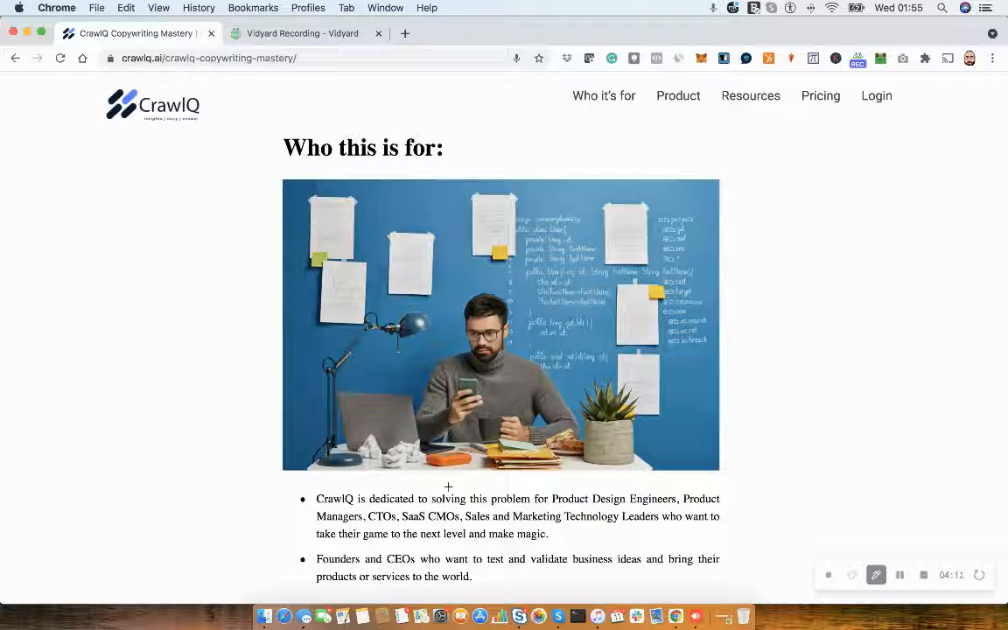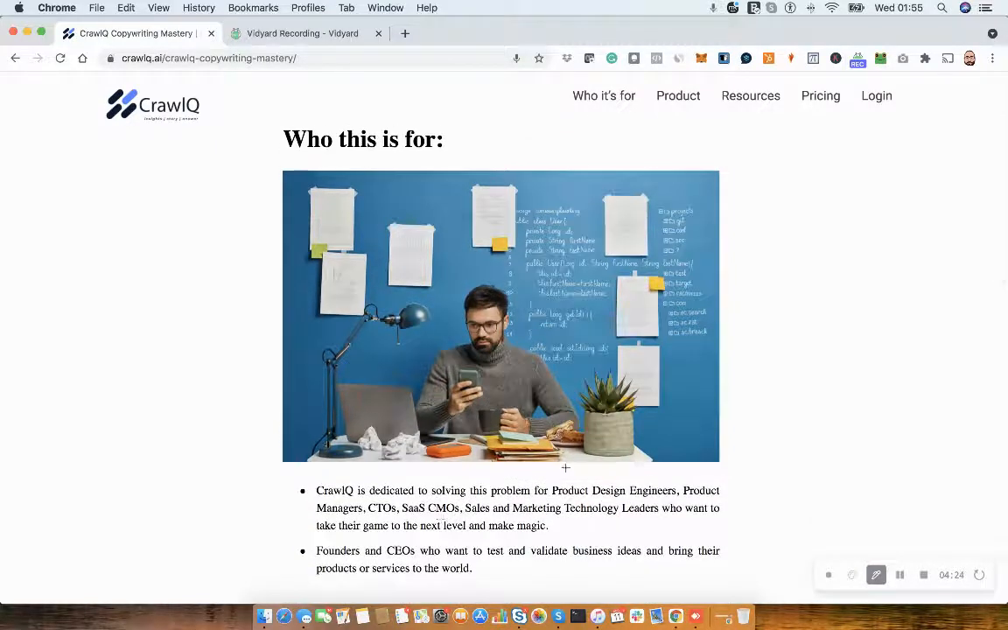It is really important that you understand the right fit and the right target audience for this exercise. I must reiterate it because without this understanding, it will be very difficult to appreciate the detailed framework, the steps we are going to take, and the exact mechanism and how-to. Again, this framework is specially designed for product design engineers, product managers, CTOs, SaaS CMOs, and sales and marketing technology leaders.